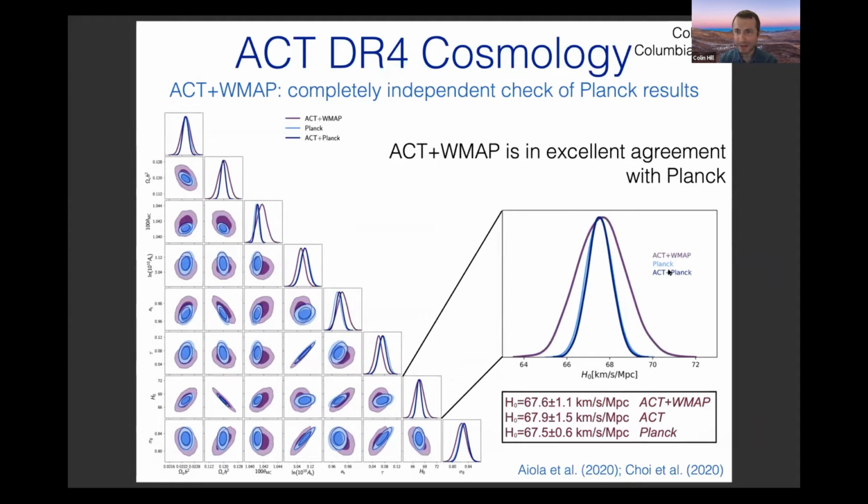And you can see that ACT plus WMAP in purple gives a result that's very consistent with Planck in light blue. So this effectively rules out any systematics explanation for the Hubble constant from the early universe, which I think was already known given the fact that other data sets like BAO plus BBN yield the same result for H-naught. This is a very clean confirmation.